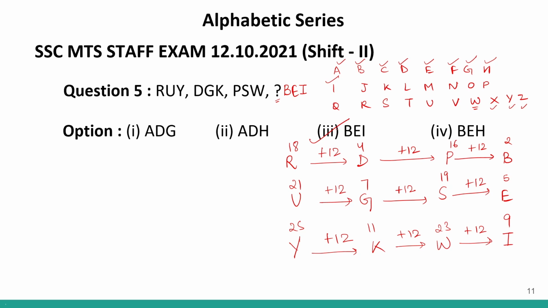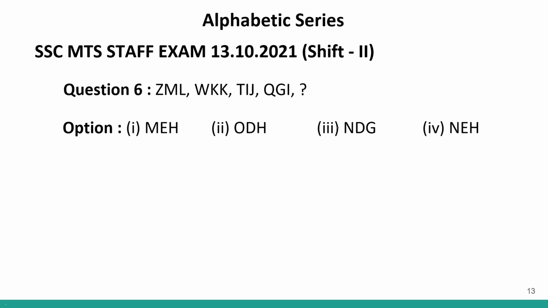Clear? Now let us look at question number 6. Question number 6, again certain letters are given to us and we have to identify. So if I look at Z, Z is 26, W is 23, correct? T is 20, okay? And Q is 17. So this is basically minus 3 and minus 3. So the next element will be minus 3, which is 14. And at 14th position, we have N. So the first element will be N.